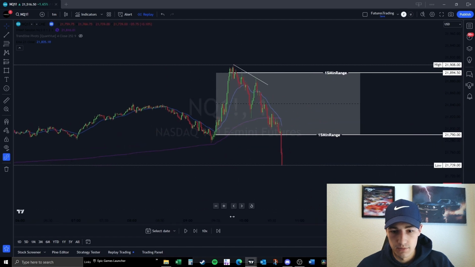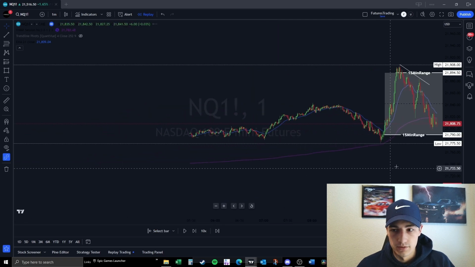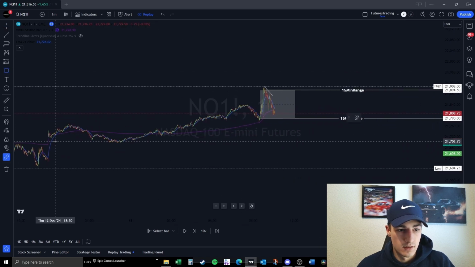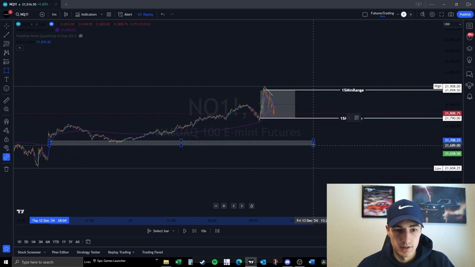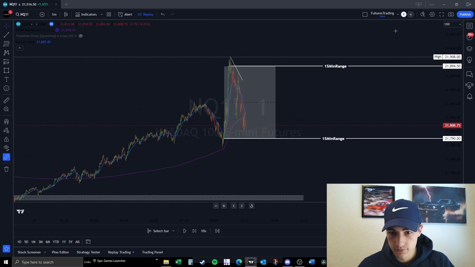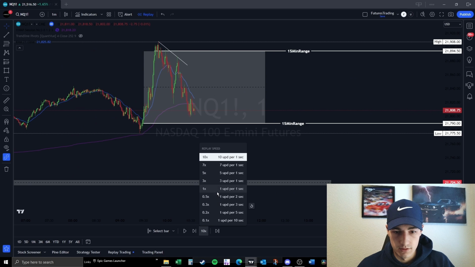Okay, so it did break below. Let's change this to select bar. Okay, and then let's see where we want to kind of target. Maybe, so we have this gap down here. Maybe we can go down here for the first TP, and then maybe another one down there. So if it decides to keep going, slow this down.